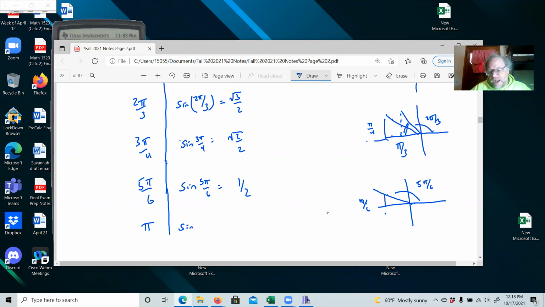We have the sine of pi, right? That's this line here. What's my vertical distance on this line? 0.